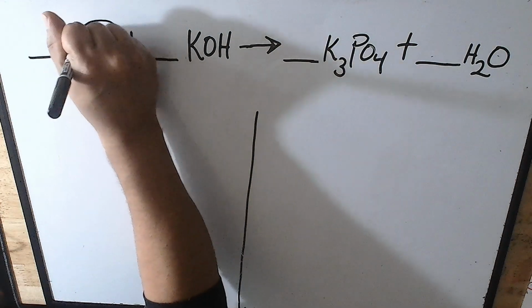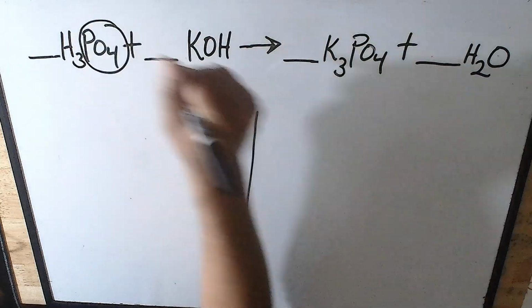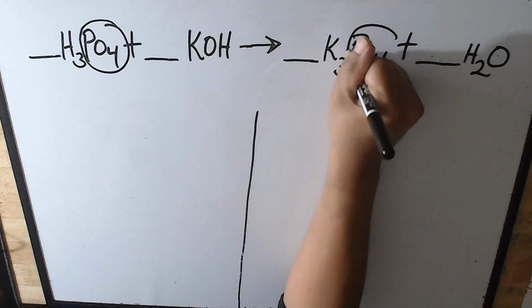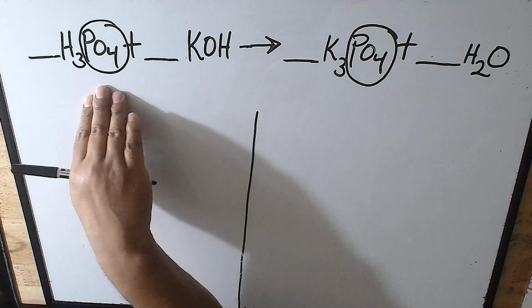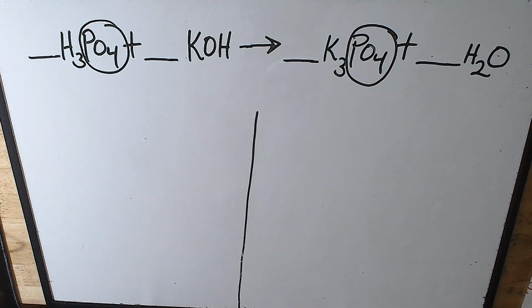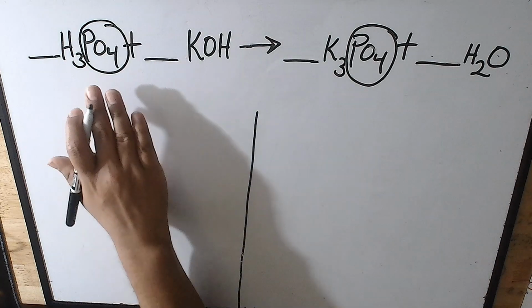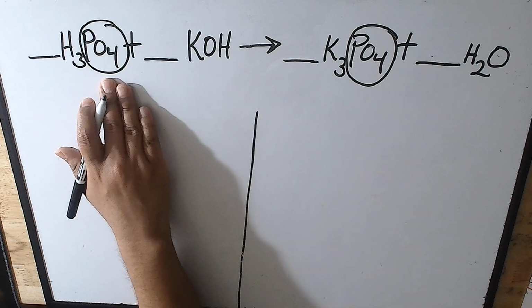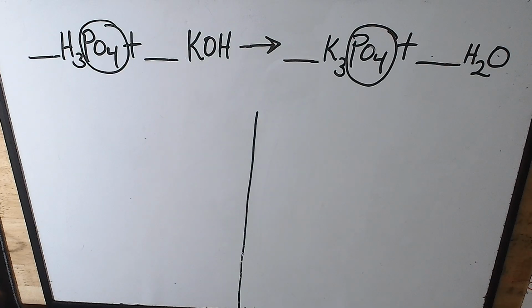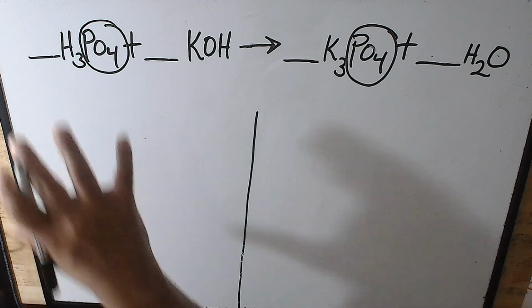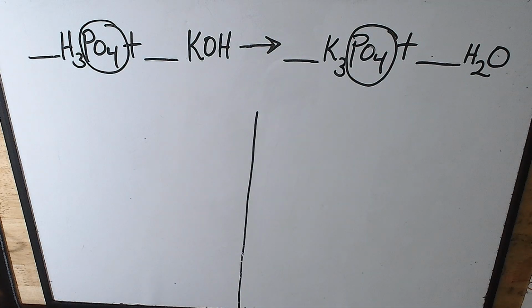So I'm going to circle it just to remind you that we need to keep it together if it appears in the reactant and in the product side. And basically, a polyatomic ion is a group of atoms that are stuck together that has a charge, but the charge is usually not displayed in a chemical equation. So now, let's find out how many atoms we have in the reactant side.